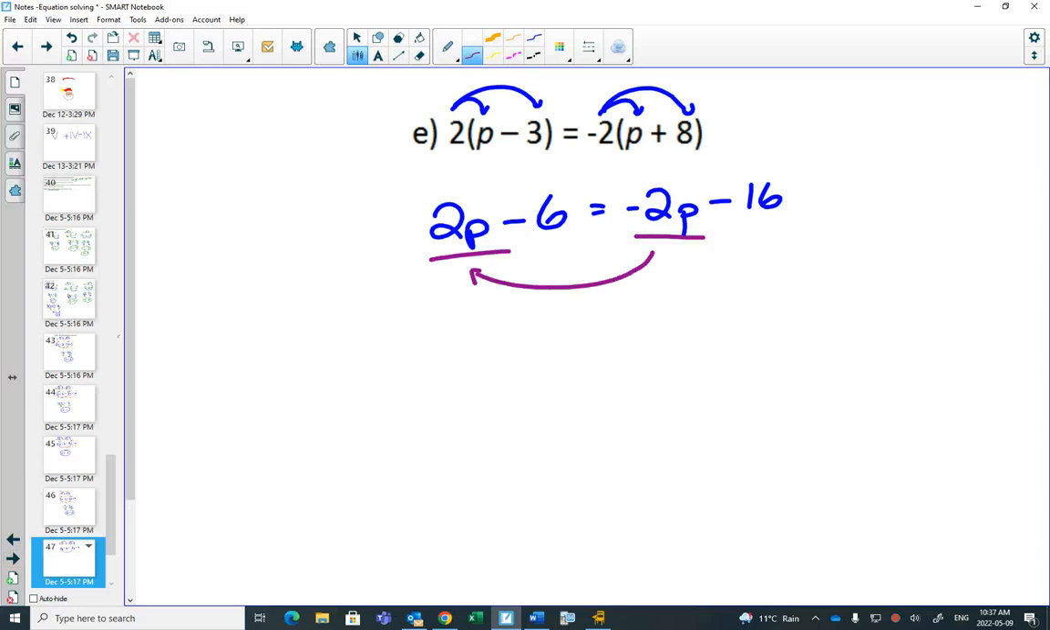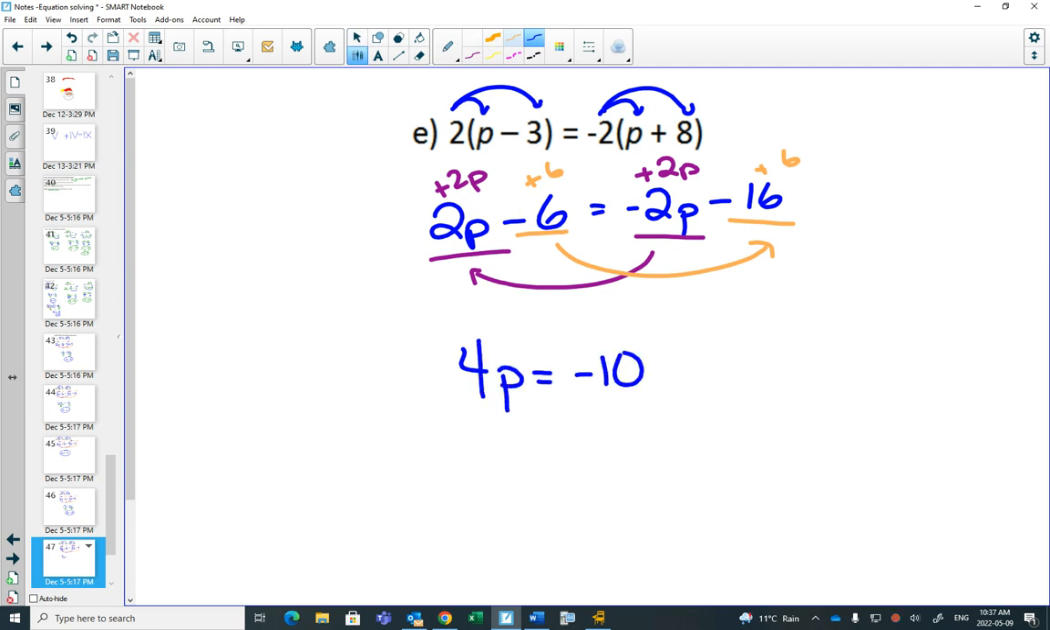Okay, this one will go this way. Add 2p, add 2p. These are like terms going to this side, add 6, add 6. What do we get? We get 4p equals negative 10.